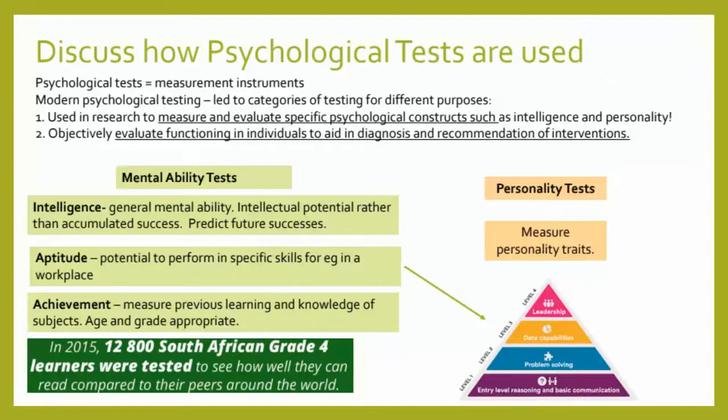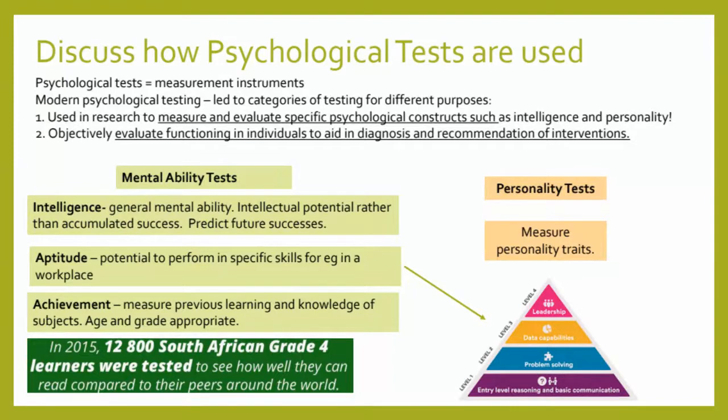The other purpose of psychological tests is on an individual basis, and it's to evaluate functioning in individuals in order to diagnose something and recommend interventions. So those are the two different ways that psychological tests can be used: at a research level, for constructs, and with individuals, to aid in diagnosis and to recommend interventions. So there's two different kinds of psychological tests.